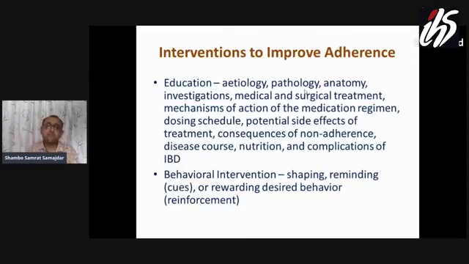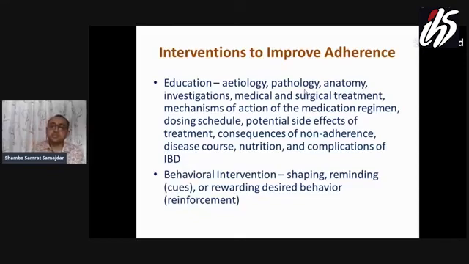We also give focus to the consequences of non-adherence, disease scores, and the risk-benefit of using the drug and not using the drug. So the risk of using therapy and the risk of not using therapy. We need to educate our patients about the importance of nutrition and other complications of IBD. When patients require surgery, that also needs to be discussed while giving therapy to IBD patients, because the fear of colectomy may increase adherence.